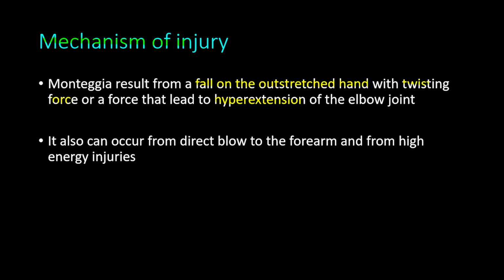So same with the other upper limb injuries, Monteggia also occurs from a fall on the outstretched hand, and it is associated with another force, so it's a fall and a twisting force or a fall and a hyperextension type of force. And it also can occur from a direct blow to the forearm and from high energy injuries.